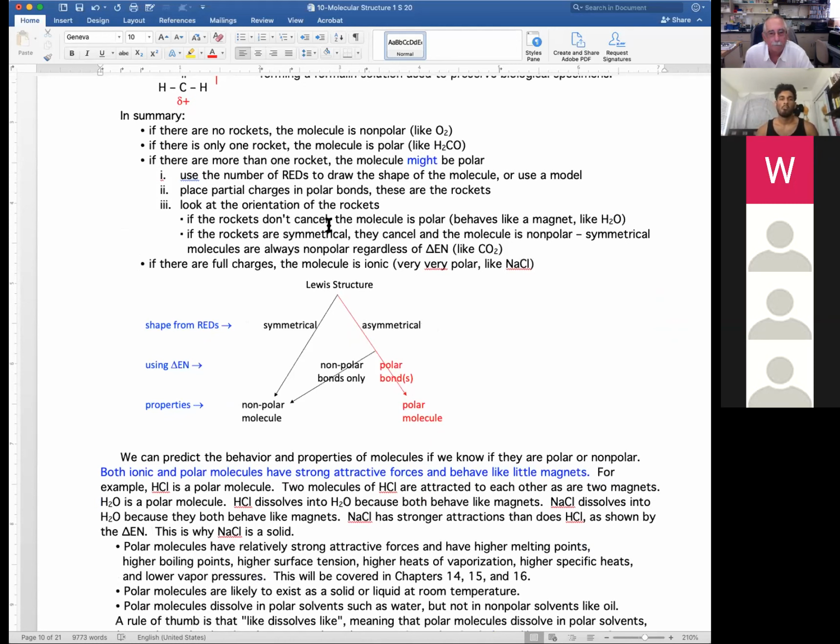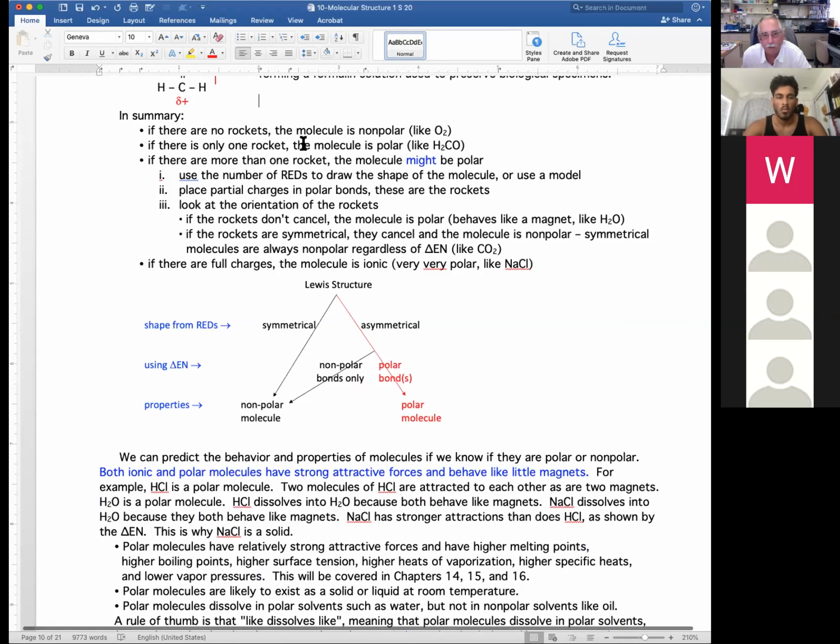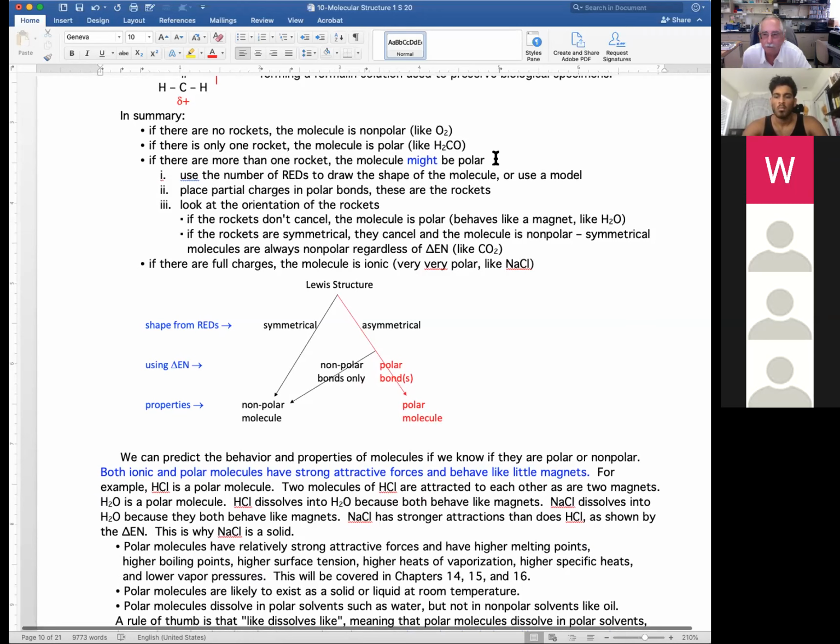So in summary, I tried to summarize many different ways because this is a complicated thing, and I realized that too many summaries cause more confusion. But if there are no rockets, the molecule is nonpolar, like oxygen, right? The difference in electronegativity is 0. If there's only one rocket, the molecule is polar, like formaldehyde. If there are more than one rocket, the molecule might be polar.